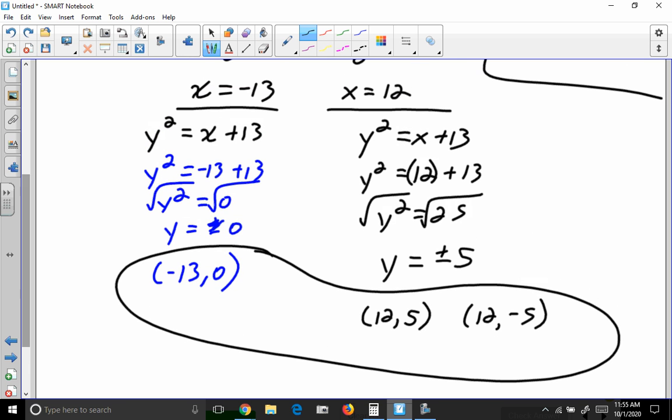So 3 different solutions. Notice we didn't draw the picture to figure out how many solutions there were. We got 2 x's, and once we had those 2 x's and plugged them in to one of the equations to get y, the number of answers we got for y told us how many solutions we would have.